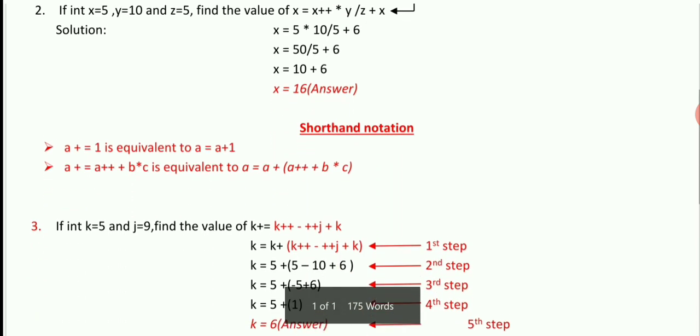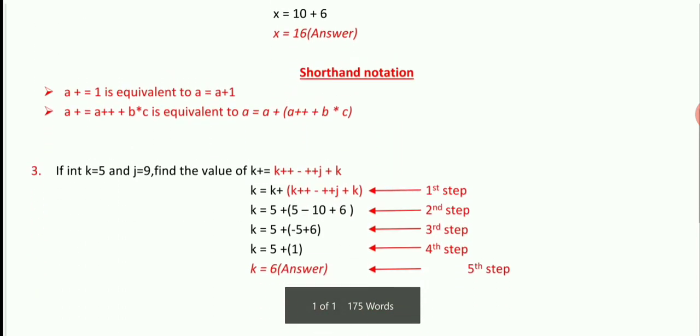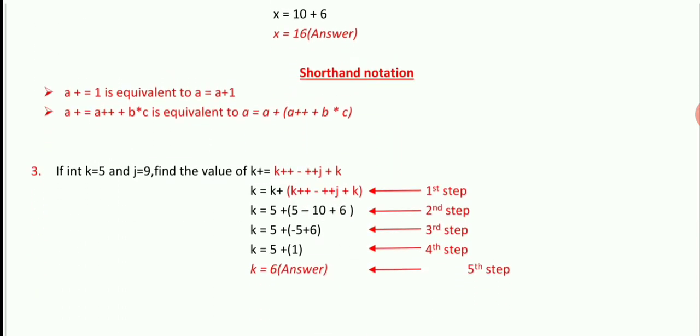The next example, that is the last example, we have used a shorthand notation. Shorthand notation is a short form of an expression which consists of some variables and operator. As you can see, I have written a += 1, which is equivalent to a = a + 1. So instead of a = a + 1, you can write a += 1 in Java.